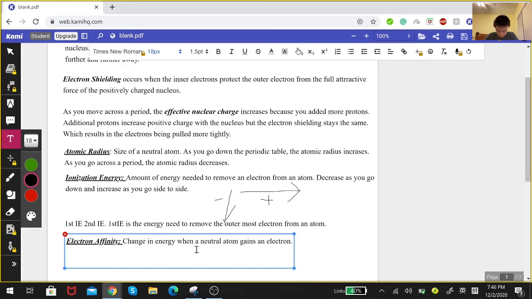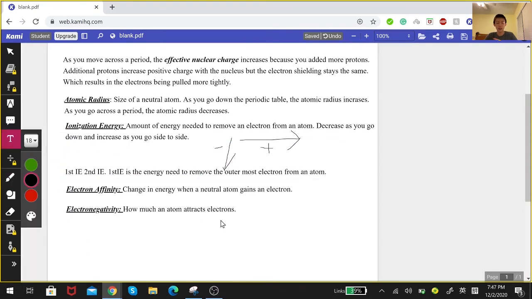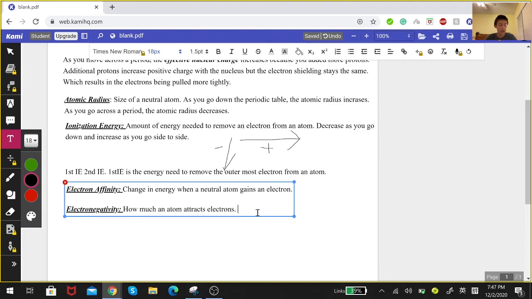And now electronegativity is how much an atom attracts electrons. Electronegativity decreases as you go down the periodic table and increases as you go to the right. So basically, the top right has the strongest electronegativity and the bottom right has the least. Electronegativity is basically how much an atom wants to keep its electrons. Now, noble gases will have the highest electronegativity.